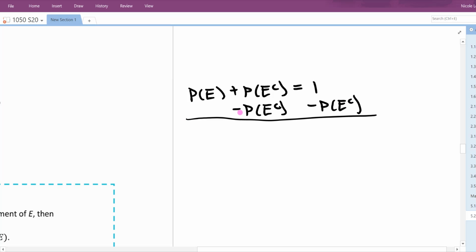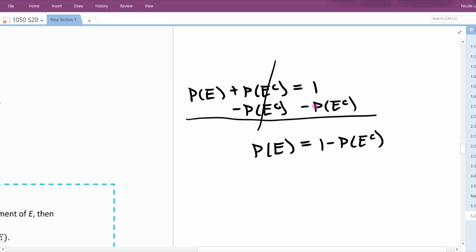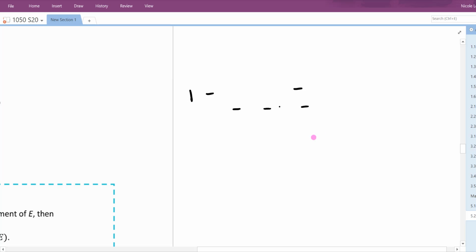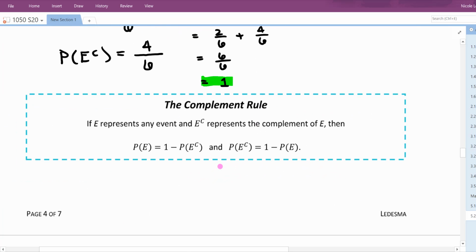And the reason why we would do that is because that would go away. What we would be left with is that the probability of E, because now it's all by itself here, is equal to 1 minus the probability of its complement. And this is going to be the complement rule that we're going to be using. So that's why we did those examples, to see where all of that was coming from. Okay, so we have that rule here.